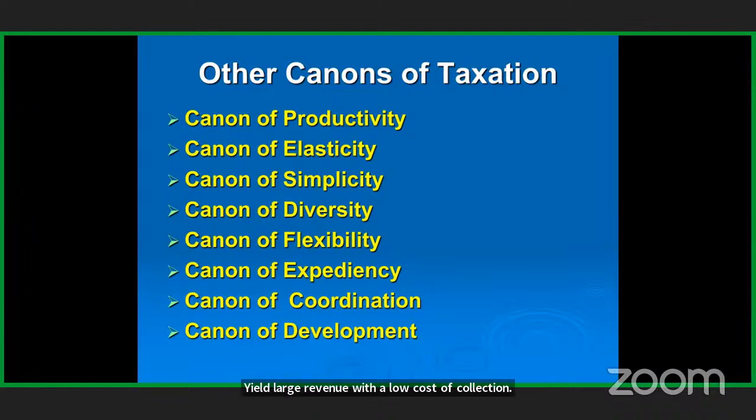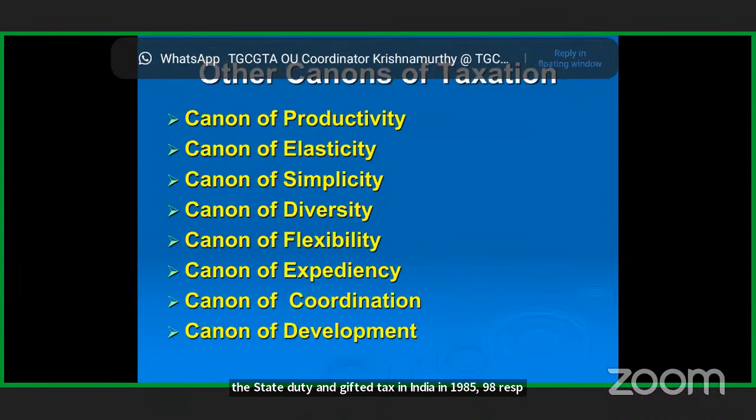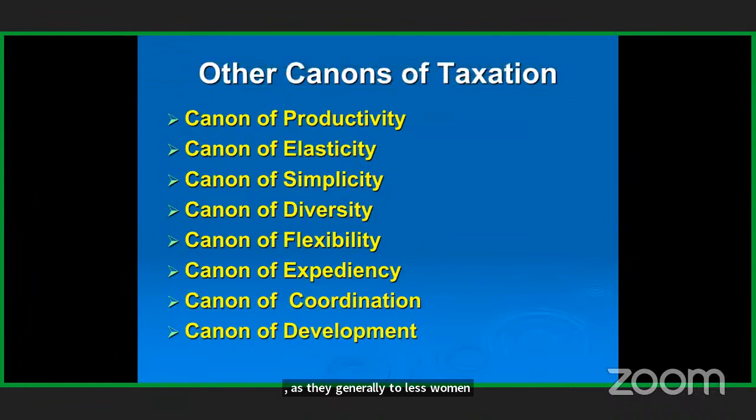This is the reason for abolishing the estate duty and gift tax in India in 1985 and 1998 respectively, as they generate less revenue. So friends, in India, the government abolished estate duty and gift tax, as these taxes were generating less revenue to the government, but the cost of collection of these taxes were more than the revenue generated.